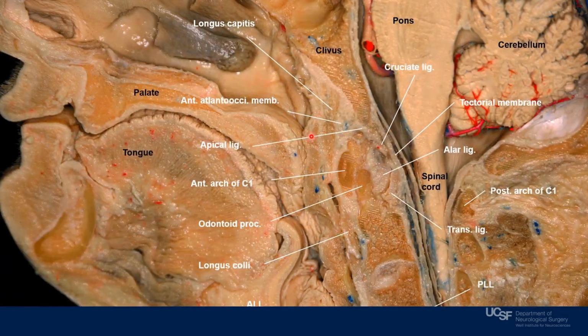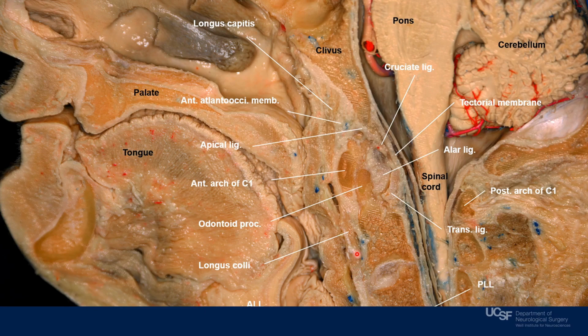Let's move to the next one, and this is a mid-sagittal view of the craniocervical region. So from anterior to posterior, we can identify the anterior arch of C1, the odontoid process, the body of C2, and the posterior arch of C1. This is the cervicomedullary junction, the cerebellum, clivus.